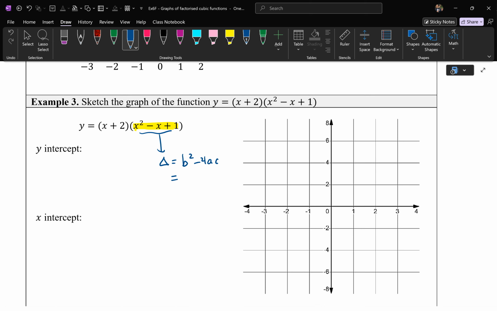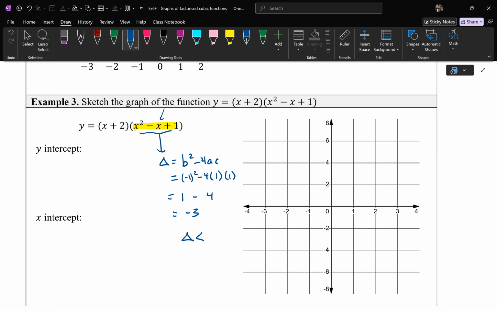B, what's the number for b? -1, very good. It is the number in front of x, so -1 squared. Minus 4 times a, what's my a? 1, very good. What's c? 1 as well. And so this gives you now 1 take away 4. 1 take away 4 is -3, so what does that mean?